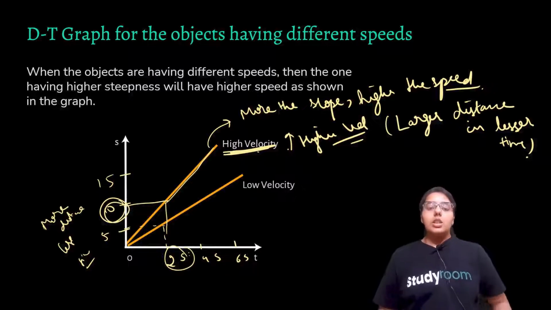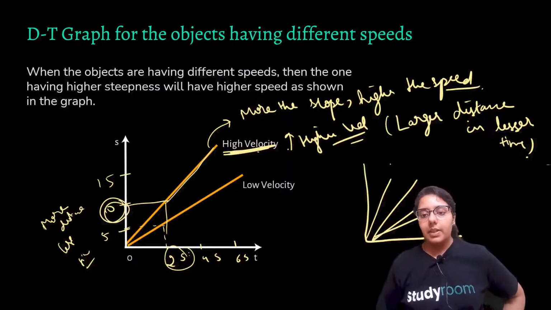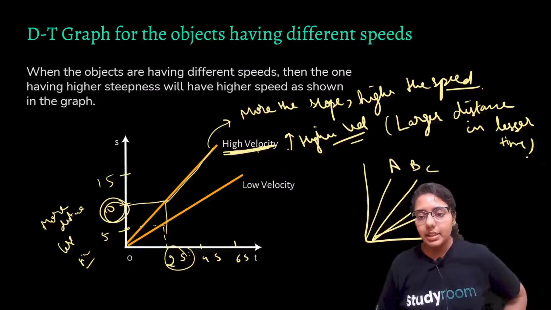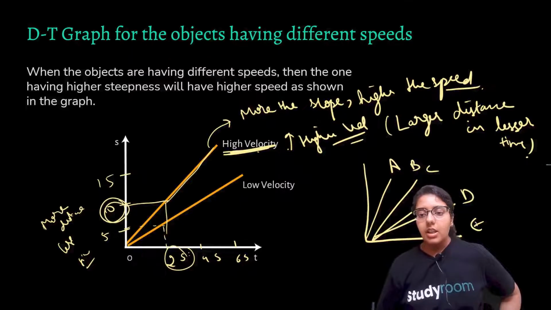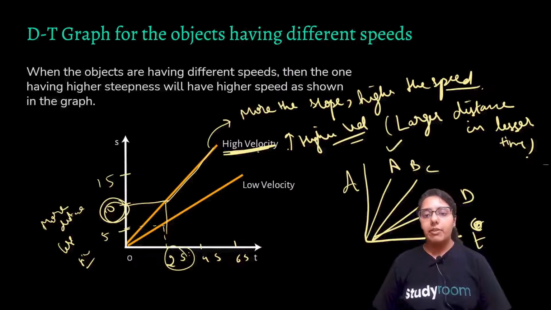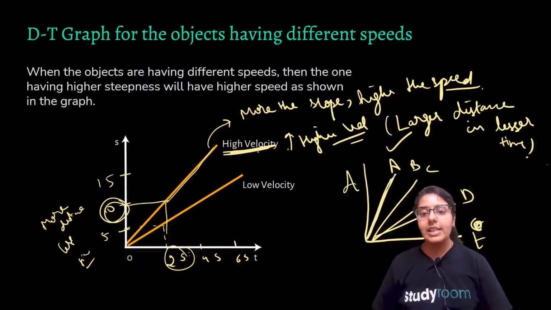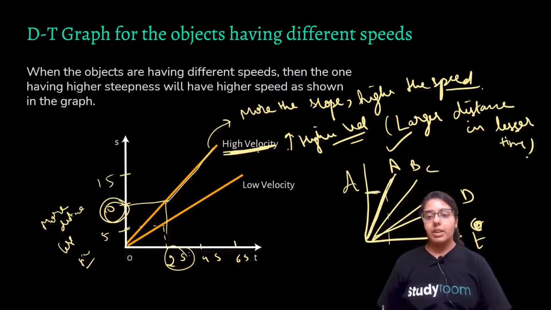Right. So if I give you one graph like this, and I mark it A, B, C, D and E. So this is your time and distance, okay? So which one has the highest speed? Of course A. Why? Because it has the highest slope. It has the highest velocity. You can also see this, right? More distance is covered in the same time.